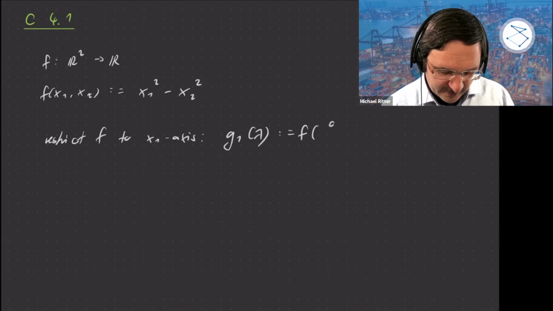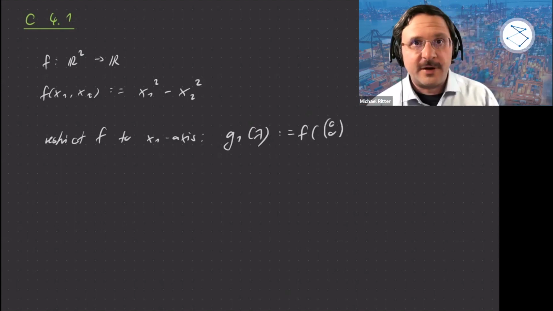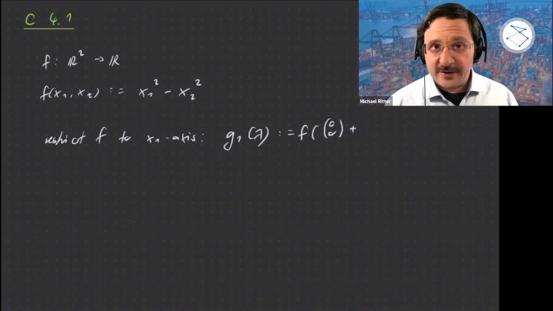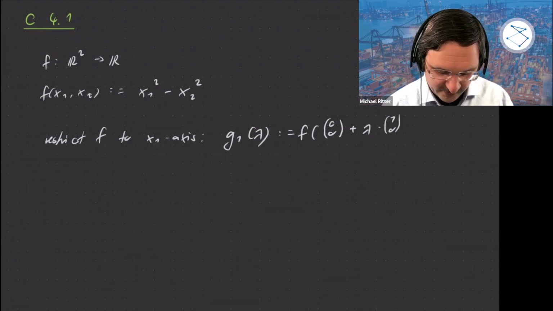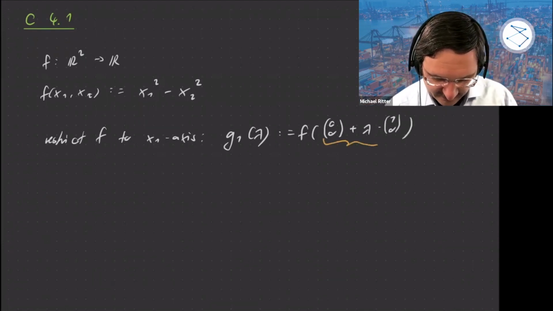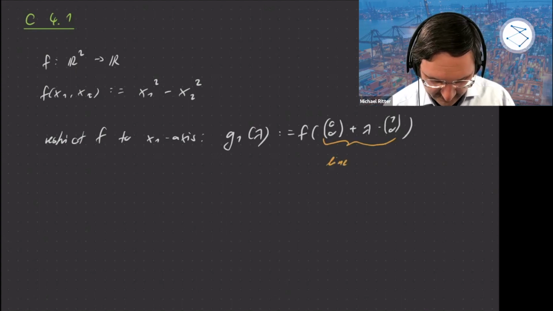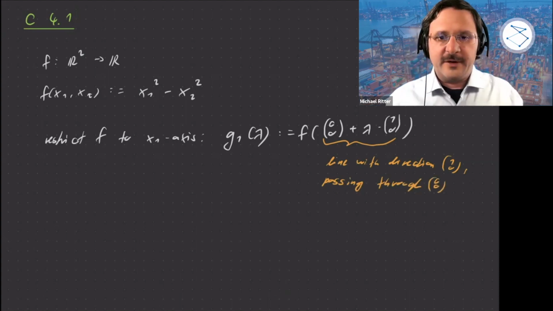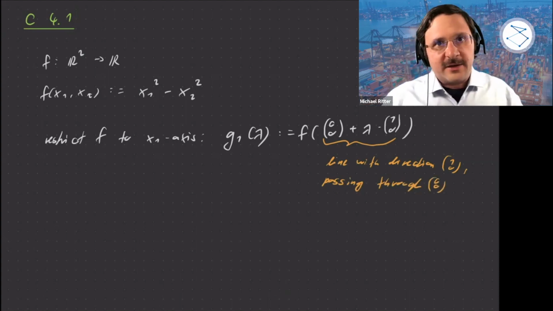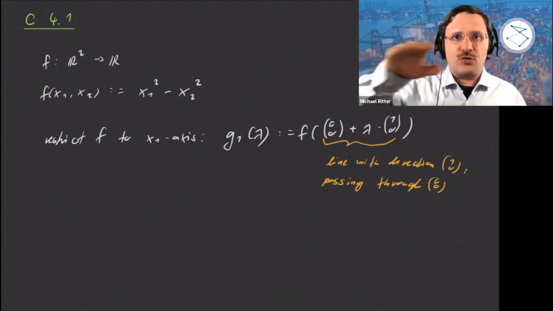along the line that passes through 0. And the direction of that line is the x1 axis. So we have lambda times the vector 1, 0. And this here, that is the line with direction 1, 0. And it passes through the origin, through that point 0, 0 here. So basically, we're fixing x2 at 0, and we're moving just along the x1 axis precisely.